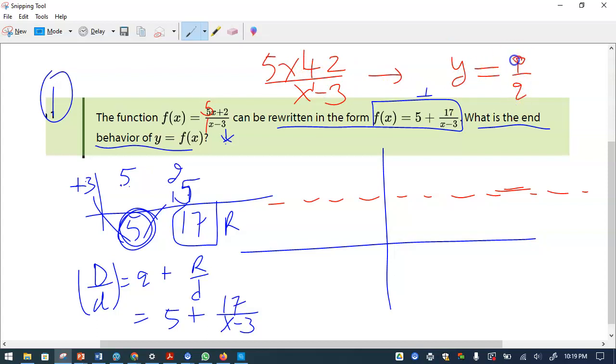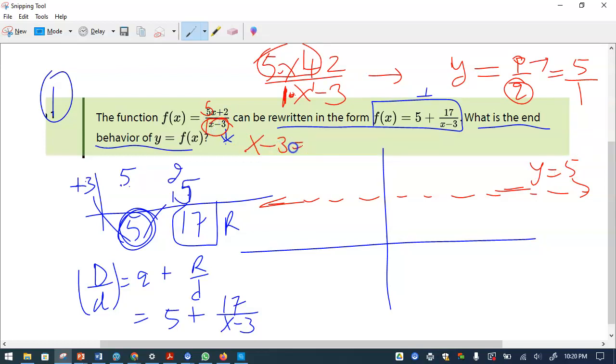What are p and q? P is the leading coefficient of the term in the numerator, that is 5. And q is the leading coefficient of the term in the denominator, that is 1. So y equals 5, a horizontal line. And the denominator, you can see, is x minus 3. This will be 0 if x becomes 3.